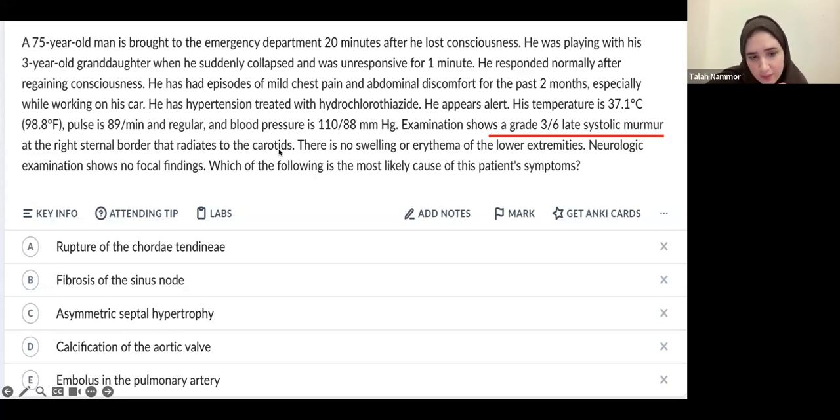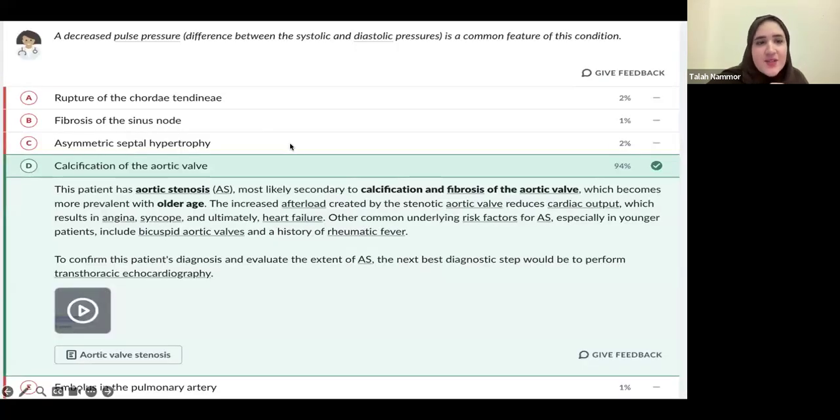What do you guys think this is? Late systolic murmur. And he lost consciousness. D. Do you guys agree? D? Okay. You guys are right. So because he's old, we're going to have calcification. And the syncope and angina and all of these are giving signs, and it's aortic stenosis. Tamam? Aortic stenosis in an old guy is because of the calcification of the aortic valve.